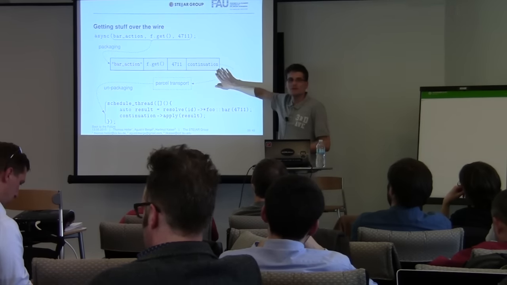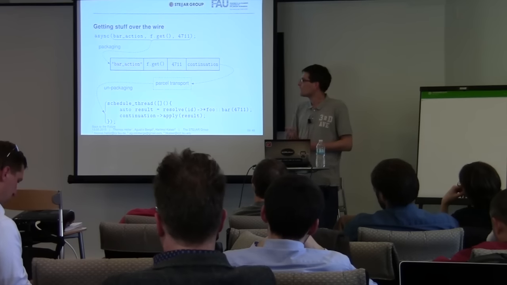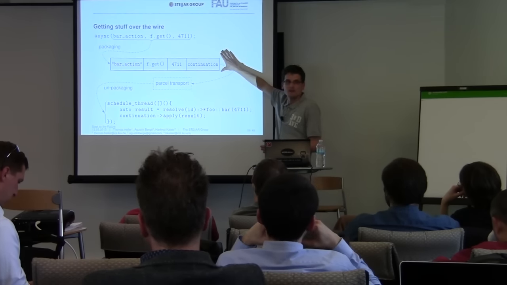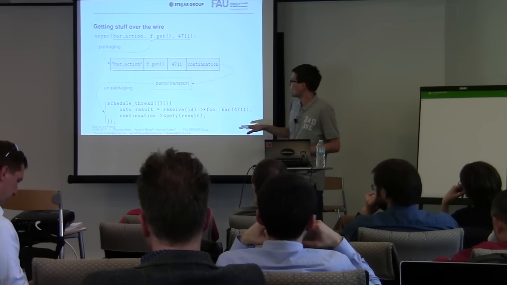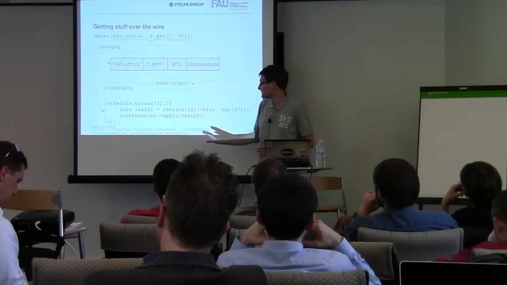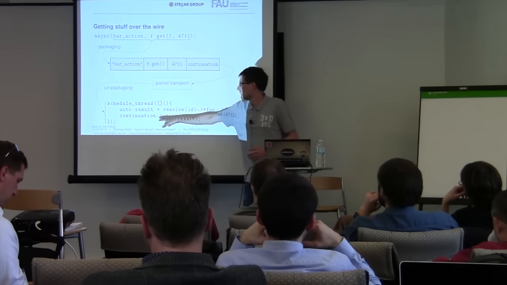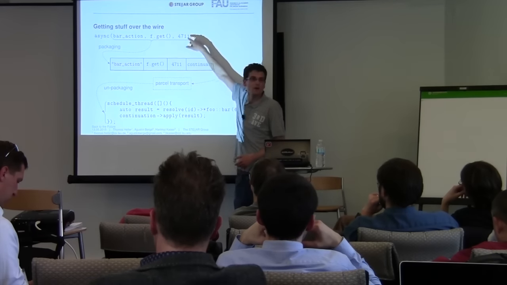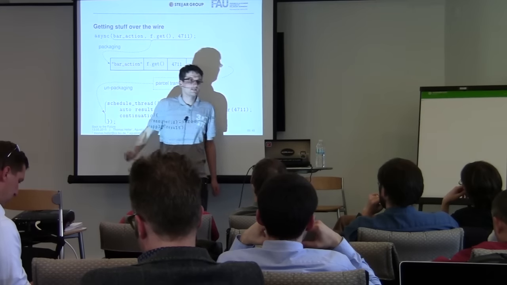And the continuation here is not a function as in the local case, but it's another object that got registered in the global address space, right? So it has an ID and it has actions. Once the function has been executed, we apply the continuation and send the result back to the caller, and the shared state of the future returned here will get set.